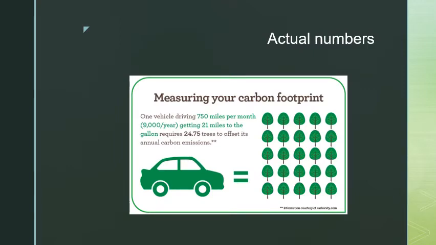Measuring your carbon footprint. This is some actual numbers someone estimated about driving a car and how many trees would be required to offset the annual carbon emissions. And that's 750 miles per month equals 24 trees. Interesting.